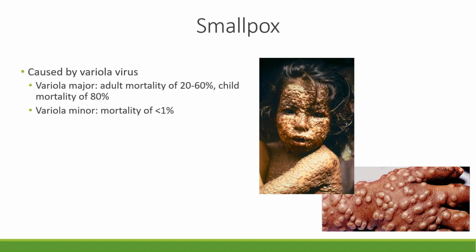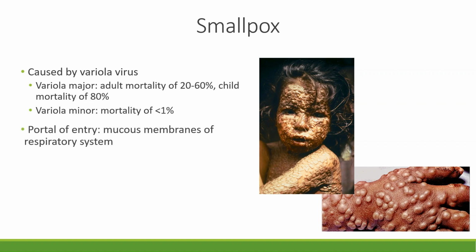Smallpox was not just another viral disease of the skin. It was actually one of the most deadly infections in human history. It's caused by the variola virus. The variola virus has two forms, variola major and variola minor. Major was the worst. In adults, it killed 20 to 60% of those who got infected. In children, the mortality rate would reach about 80%. Variola minor was the milder form. The mortality rate was less than 1%, but that's still actually pretty dangerous.